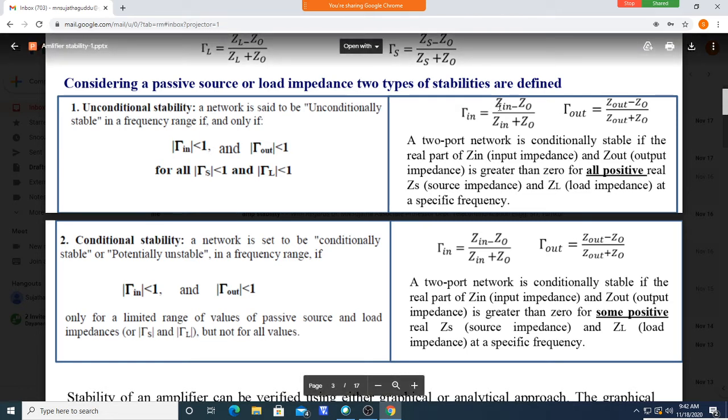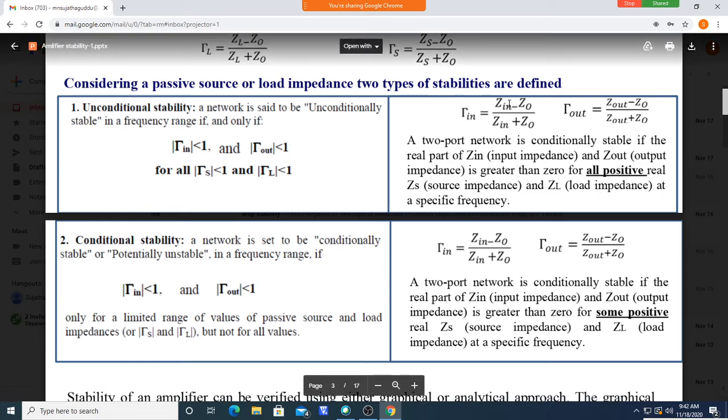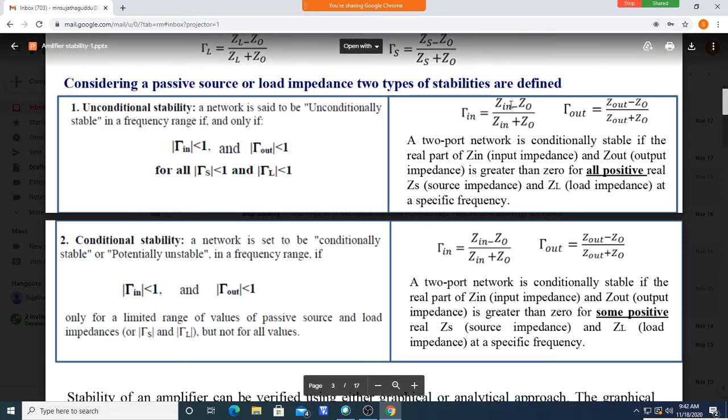Negative resistance means oscillation starts. In real applications, negative resistance is not there; it is always positive resistance. If there is a negative resistance, it gives positive feedback, and positive feedback means oscillation starts. In an oscillator, positive feedback will be there; that gives the oscillation. That's why it is stated here.